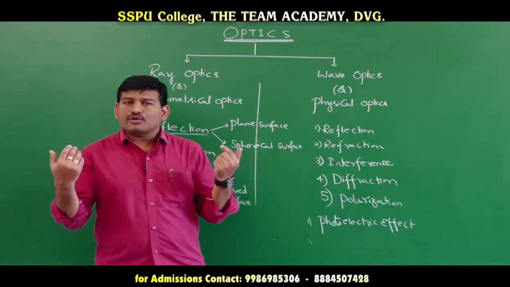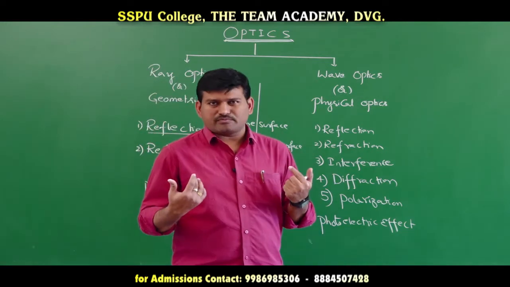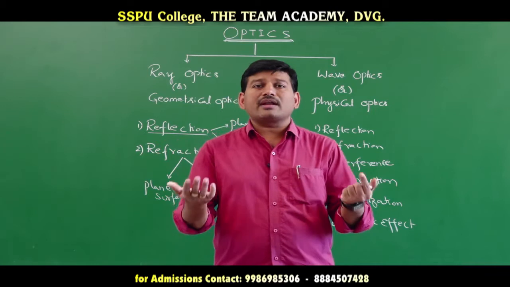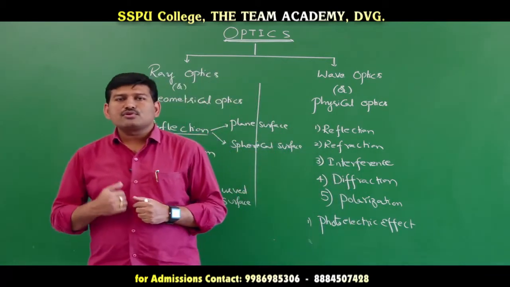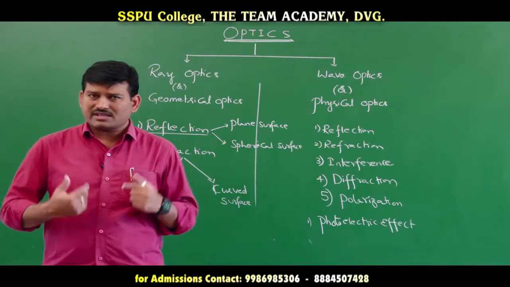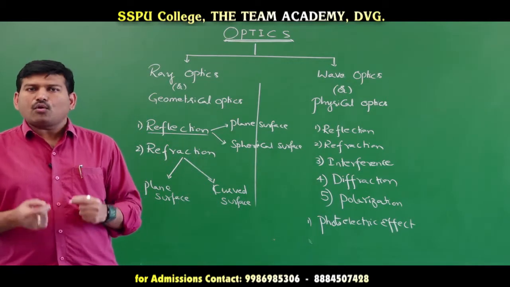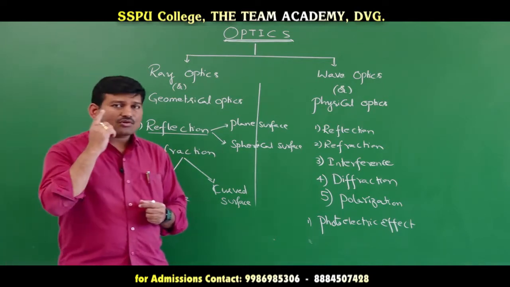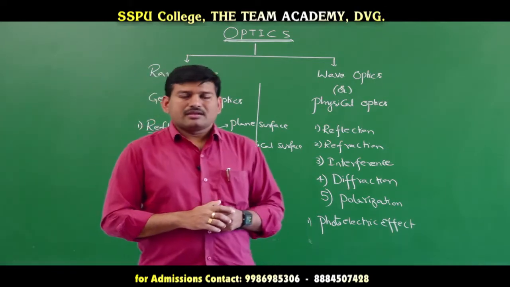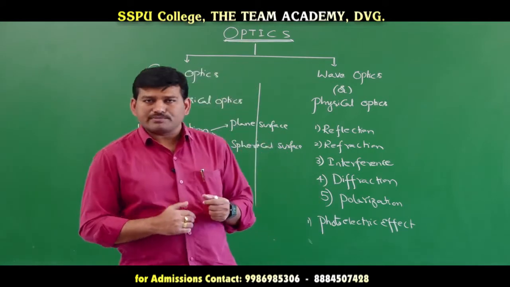When light falls on you people, I am able to see you, because when light falls on you and gets reflected and forms the image on my retina, then only I am able to see you. Whatever may be the object I am seeing, that is possible only because the light is getting reflected from that object and forming the image on my retina. That is why I am able to see that object.